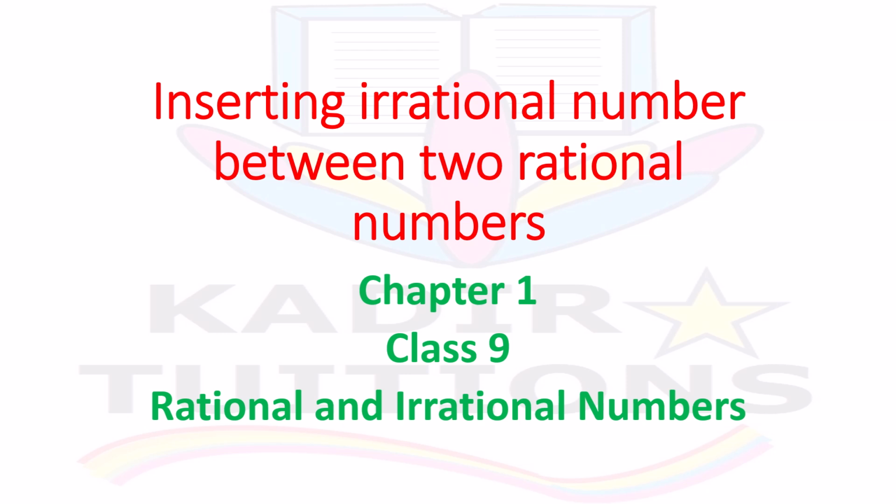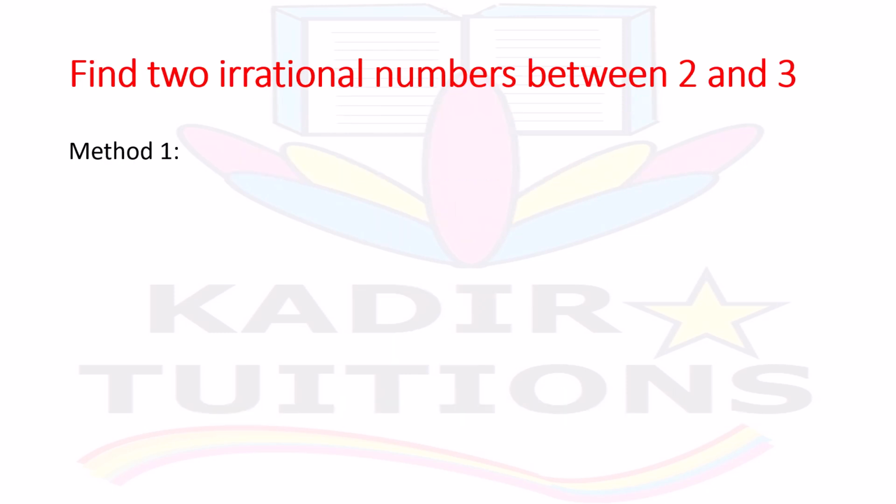Hello everyone, in this video we are going to see how to insert an irrational number between the given two rational numbers. We will do this with an example problem: find two irrational numbers between 2 and 3. First you need to know what 2 and 3 are. They are rational numbers, right? So I am going to find two irrational numbers between these two rational numbers.